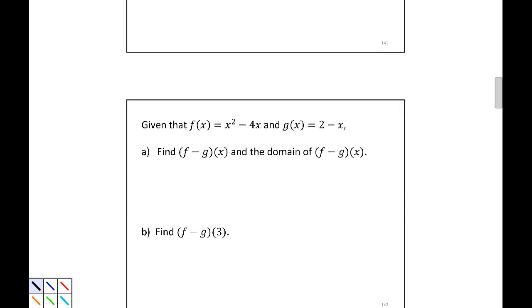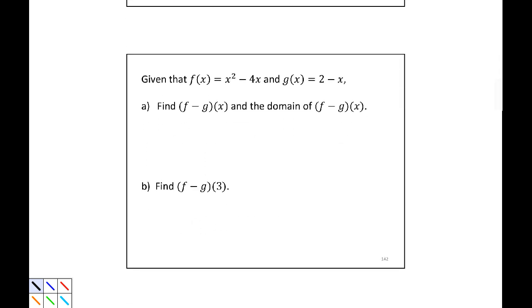Our next example says, given that f(x) = x² - 4x, and g(x) = 2 - x, find (f - g)(x) and the domain of that. And then also, part B, find (f - g)(3). So for (f - g)(x), let's do this. (f - g)(x) is equal to f(x) - g(x). Again, by definition. So that would be x² - 4x - (2 - x).